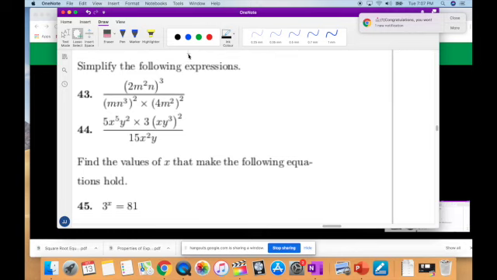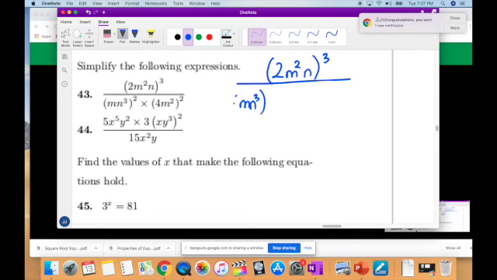Let's try number 43. Number 43 looks a little bit easier. I have 2m squared n, all to the power of 3. And I guess you would have made the same mistake here, because remember that 2 is to the power of 1. And this is being divided by m n cubed, all squared, multiplied by 4m squared, all squared.